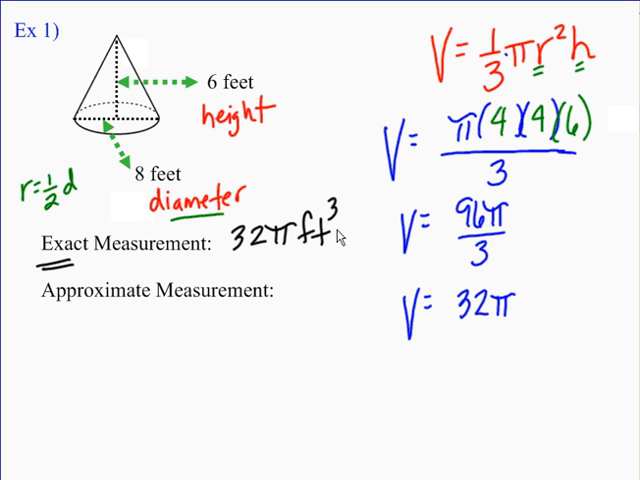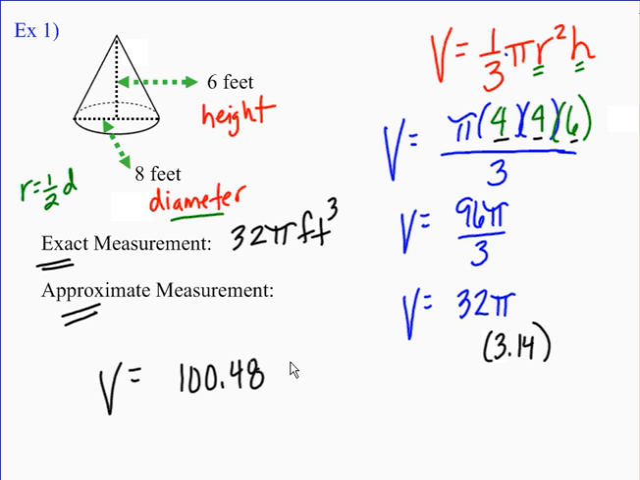And the reason that it's cubed is because it's in 3 dimensions. And didn't we multiply 3 numbers? Feet times feet times feet, which gives us feet cubed. Now, when we want to find the approximate measurement, all we have to do is place 3.14 in for pi and multiply 3.14 times that 32, and we will get our volume in approximate measurement to be 100.48 feet cubed.